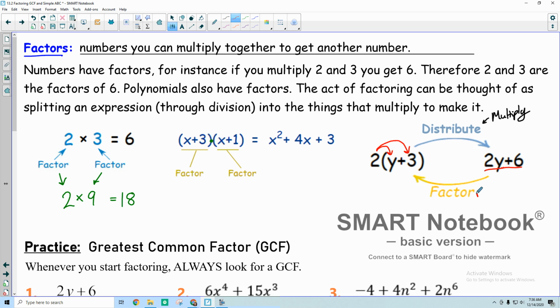Well, crazy enough, distributing is multiplying, right? So what's the opposite of multiplying? Dividing. So one way we can think about factoring, to make it a little bit simpler, is that factoring is just division, where distributing is multiplication. So that's the idea of factoring, that's what we're going to be doing.